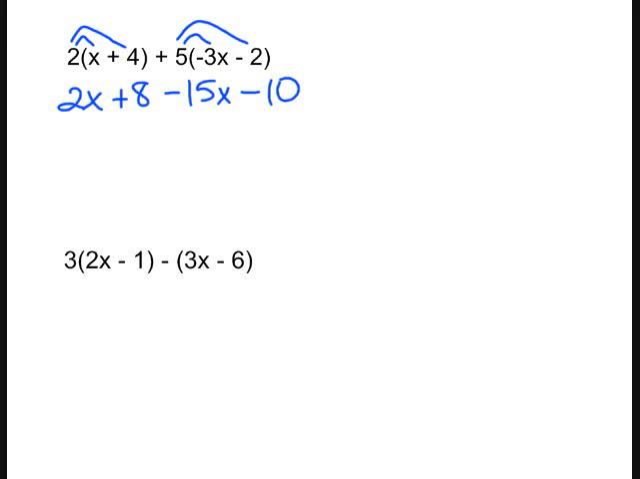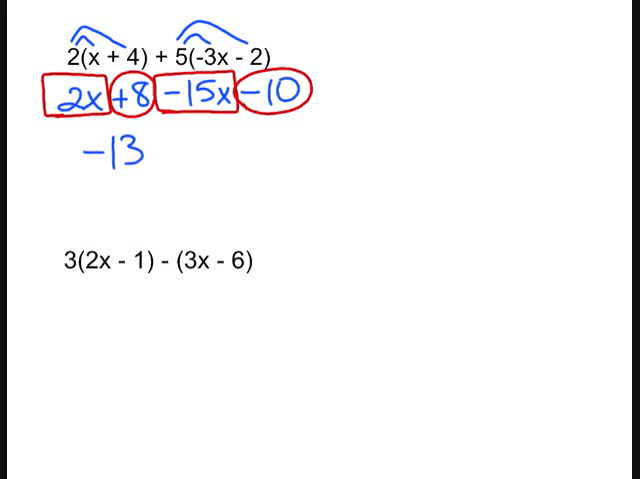So now we can look to combine like terms. My like terms would be 2x and minus 15x, and then also 8 and negative 10. Whenever we combine our like terms, 2 minus 15 gives me a negative 13x, and then 8 minus 10 gives me a negative 2. I cannot combine the negative 13x with the minus 2, so that is my final answer right there.